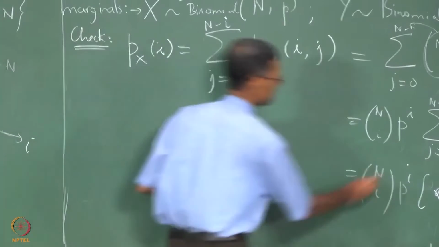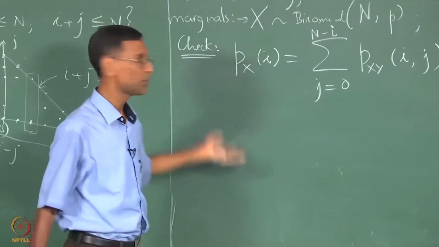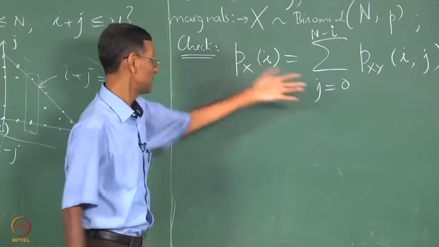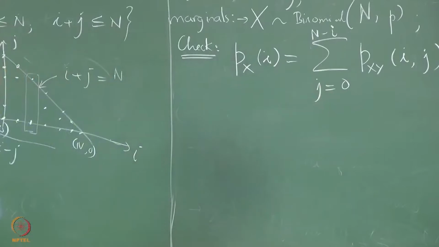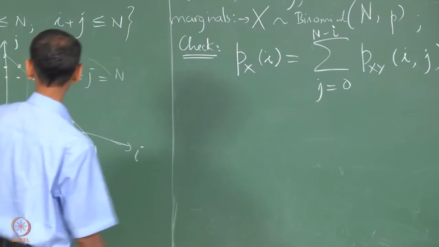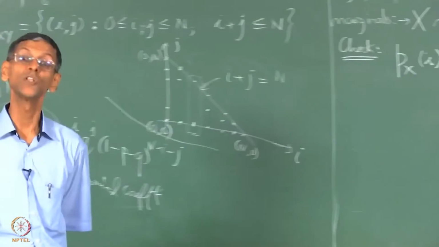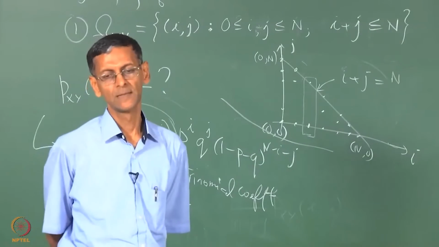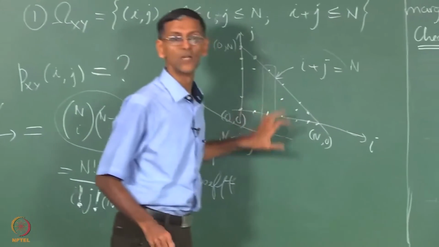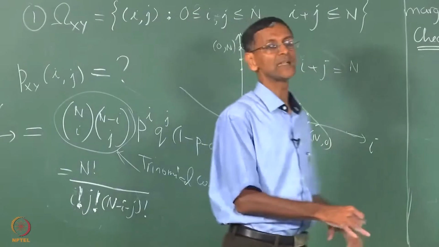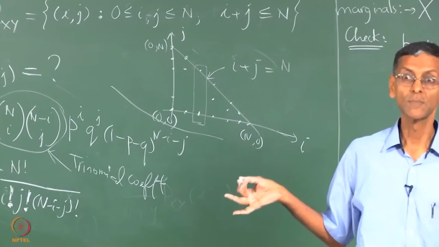Similarly, there is no point in doing it for p_Y of j; all you have to do is switch things around and it should come automatically. That is why you have to understand clearly the region omega_XY where the non-zero probabilities are concentrated, and it is not an area, it is basically a set of points in the discrete case. So if X and Y are jointly discrete, they must be individually discrete, they cannot suddenly become continuous, as we will see. Continuous random variables we will come to later.